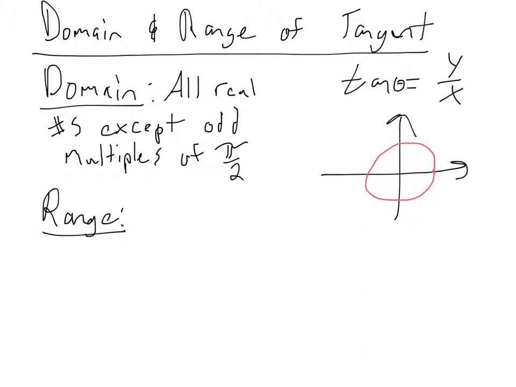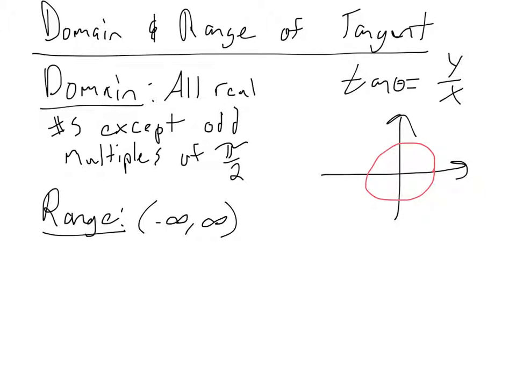So the range goes from 0 to positive infinity and also 0 to negative infinity, depending on which quadrant you're in. So it hits everything between negative infinity and positive infinity, right? So all real numbers. So even though its domain is missing some values, multiples of pi over 2, its range is not.